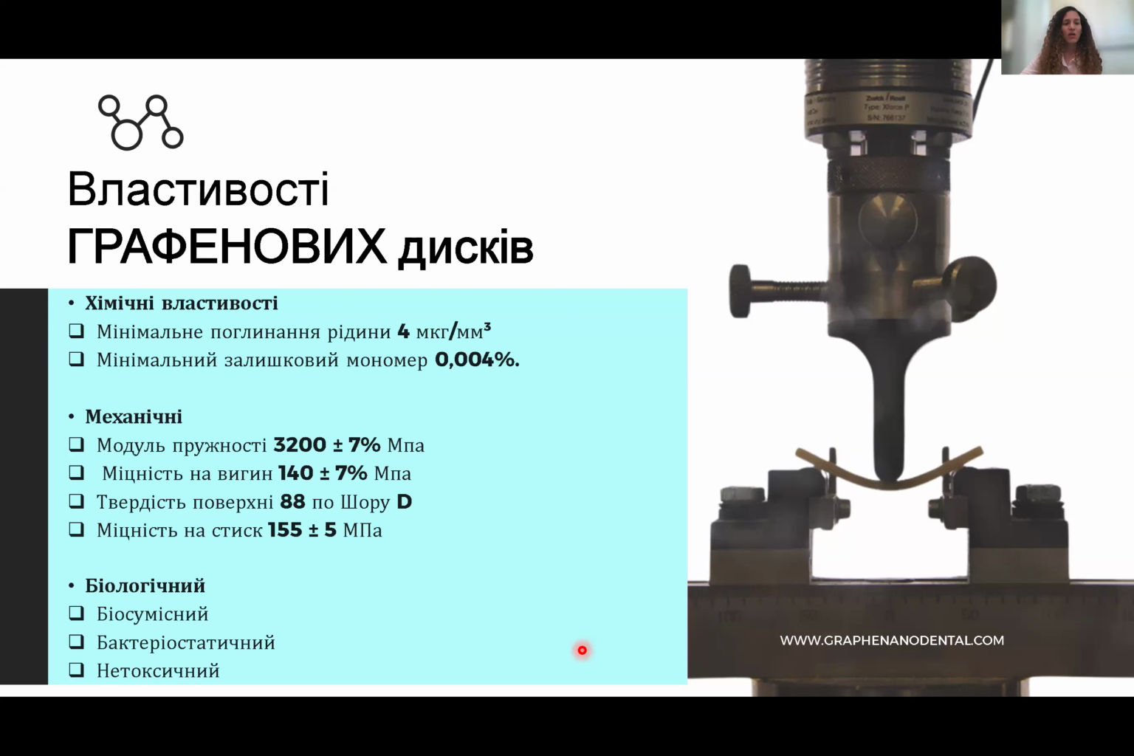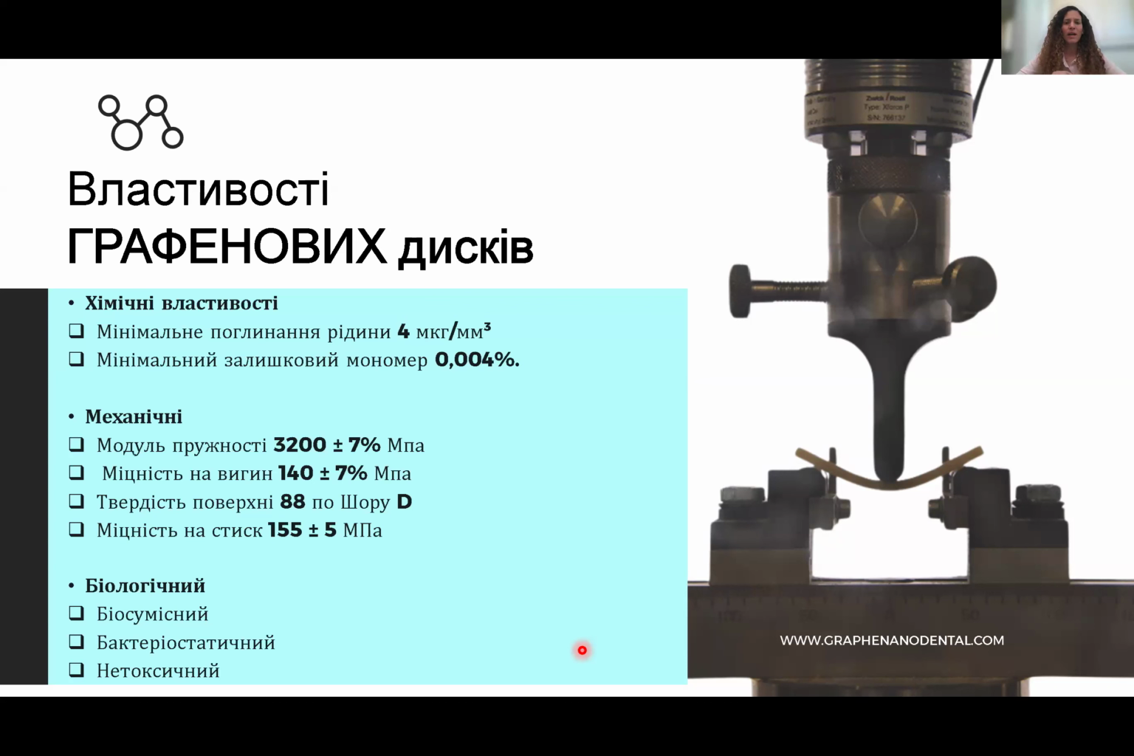About the mechanical properties, the elastic modulus reaches up to 3,200 megapascals. The flexural strength reaches up to 140 megapascals. Also the superficial hardness is 88 Shore D, and the compressive strength is 155. Obviously, if we are going to use or test a new material, we need to know these parameters and compare them with others on the market, okay? So these are the graphene properties.